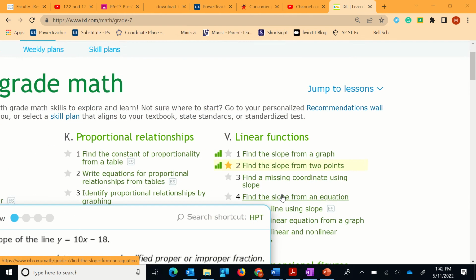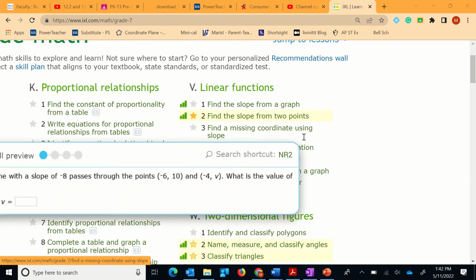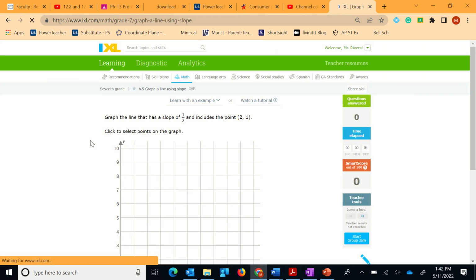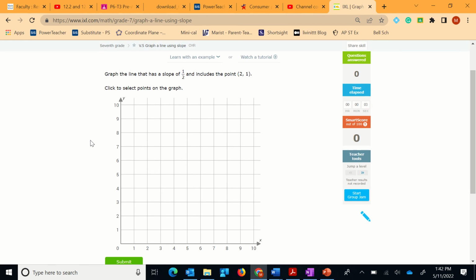Okay, now let's go on to IXL V.5, graph a line using the slope. Graph the line that has a slope of 1/2 and includes the point 2, 1. Well, the point 2, 1 is right there. Let's plot that. Left click to plot it. Slope is 1/2. That means we rise 1 and run 2. Boom. There you go. There's your line.